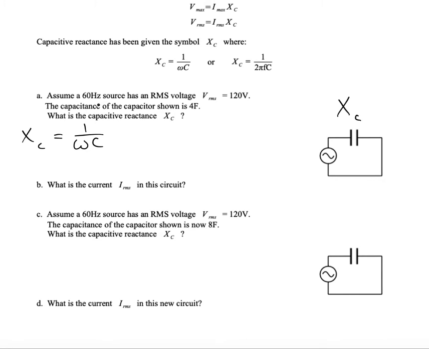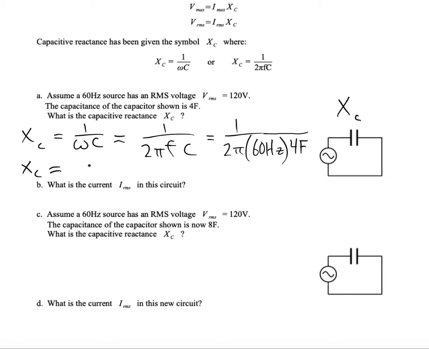This is a source that's oscillating fairly quickly. It's 60 Hertz, so 60 times per second. Since we have the frequency, we'd like to use the other formula for reactance, which is 2 pi f times C. All right, so let's plug in 60 Hertz, and it's a 4 farad capacitor. Okay, so I'm getting a reactance of 0.00066. And the units of reactance will actually be ohms, because it is going to be something which impedes current.